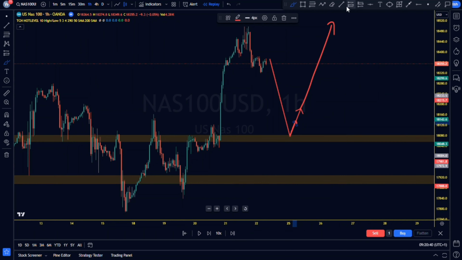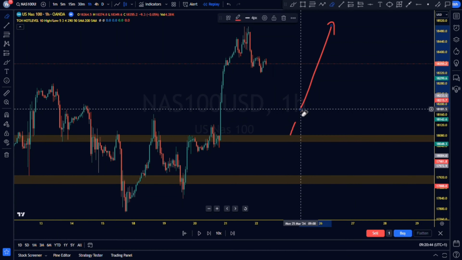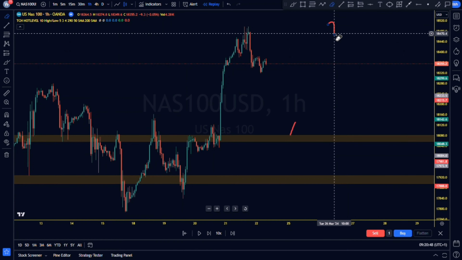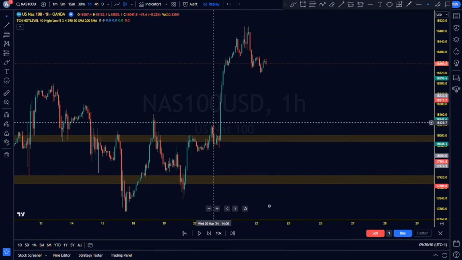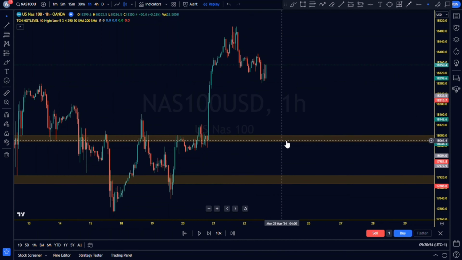Let me just give you guys a quick backtest, just to show you exactly how powerful this indicator can actually perform. Okay, let's play this one. So we are currently waiting at this point here for price to get here so we can look for entry, but we're not getting that.